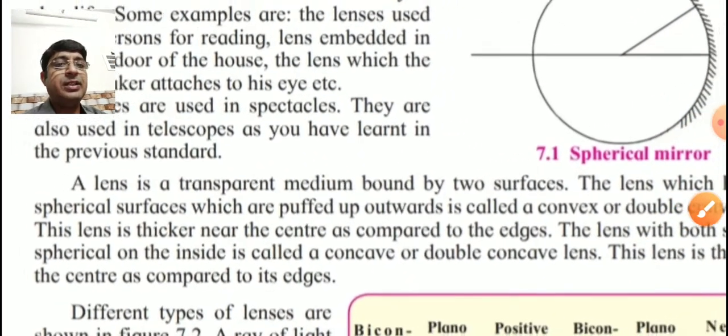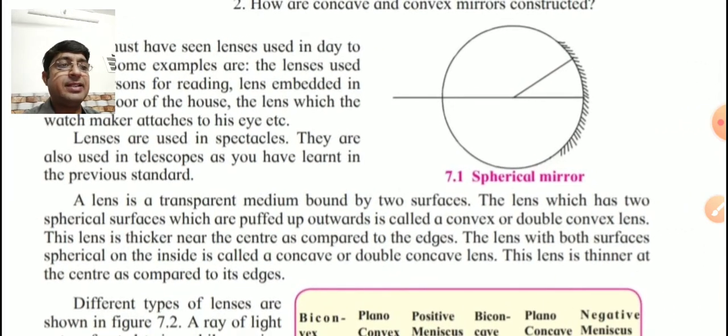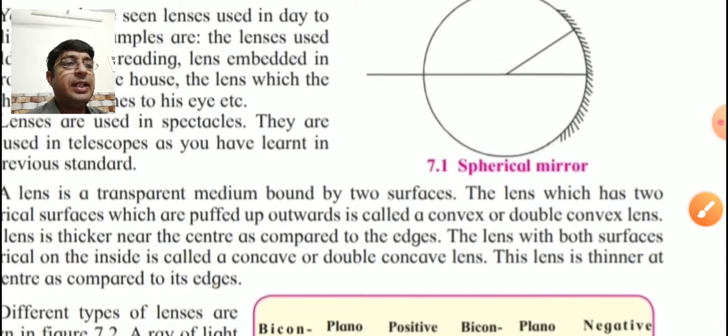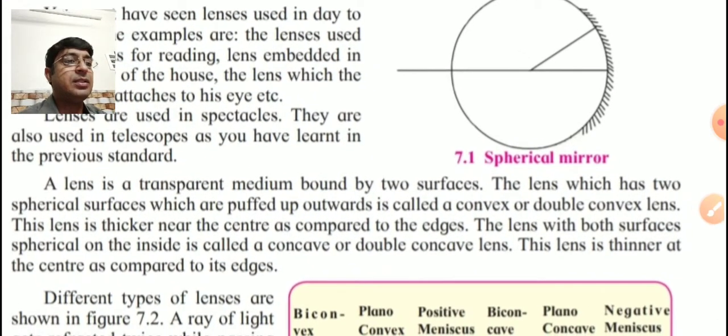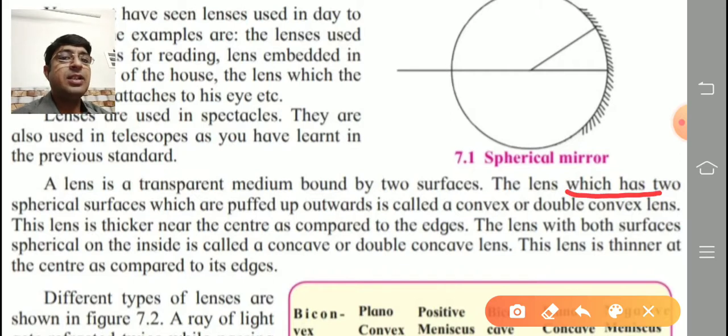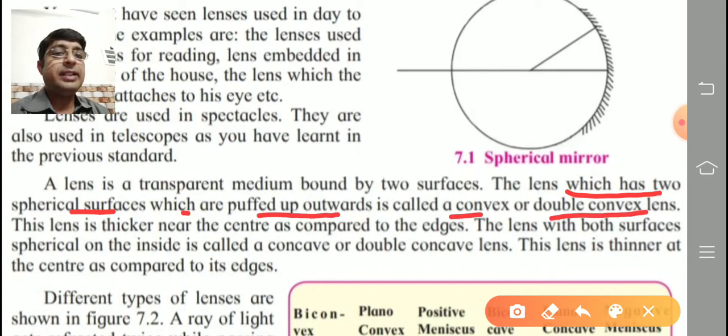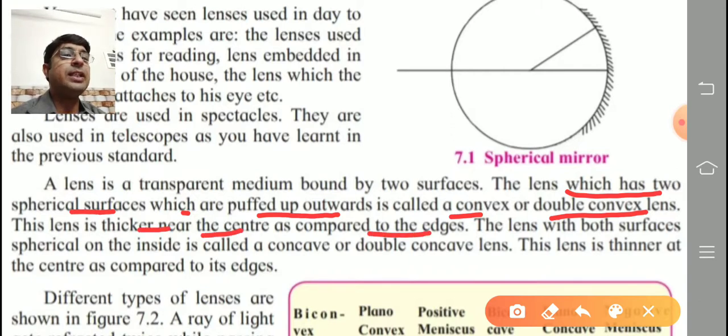So next point. What is meant by lens? Define lens. Mark the definition here. A transparent medium bound by two surfaces is called a lens. The lens has two types. The lens which has two spherical surfaces which are puffed up outward is called a convex or double convex lens. This lens is thicker near the center as compared to the edges.